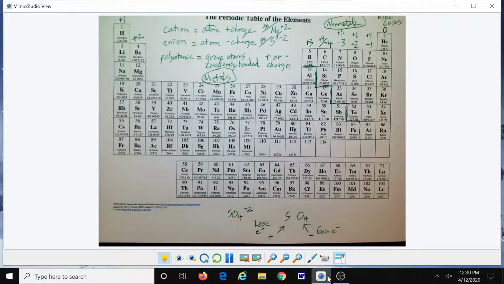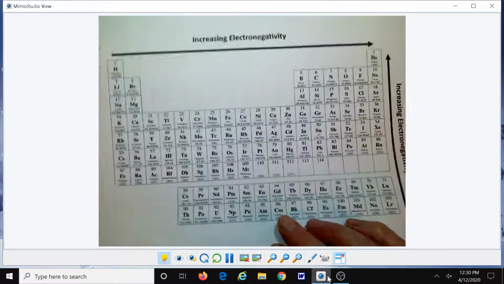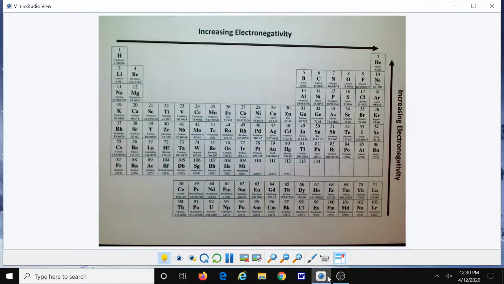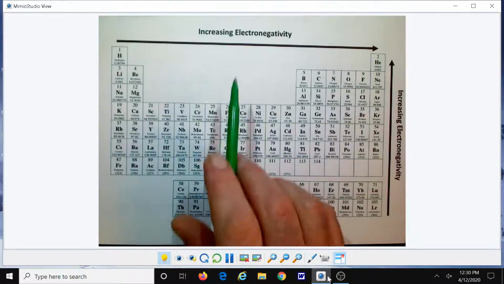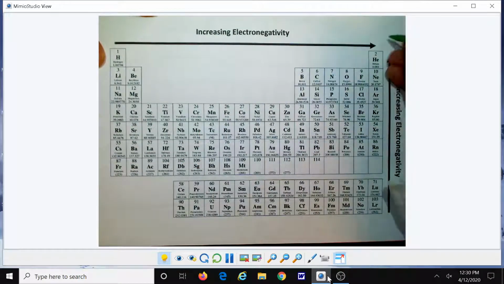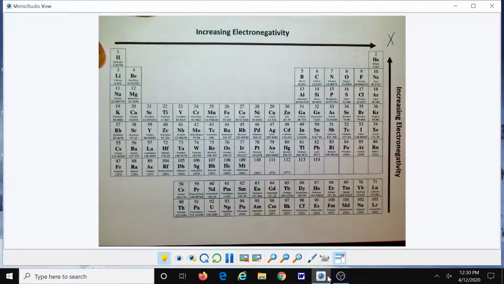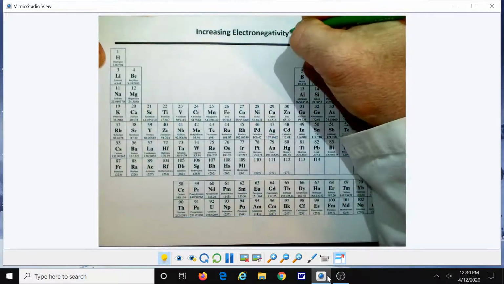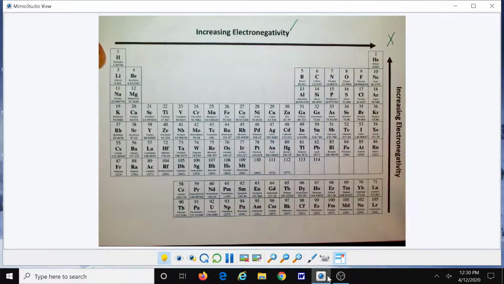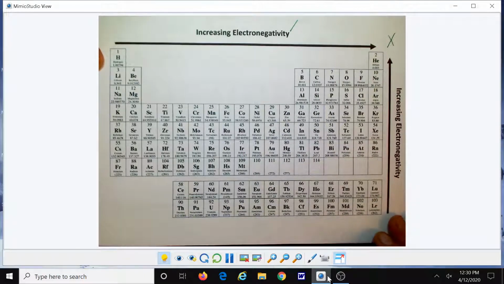And how you can figure out whether something is going to lose or gain electrons is by using something called electronegativity. So here's a periodic table with electronegativity. Notice that electronegativity is something that is way over here on the periodic table. And as you move further away from that area over here, it becomes less electronegative. Well, what the heck is electronegativity? Because that's something I believe that hasn't been talked about yet. Well, electronegativity is kind of like an atom's ability to steal or take an electron. So let's use that as a definition.